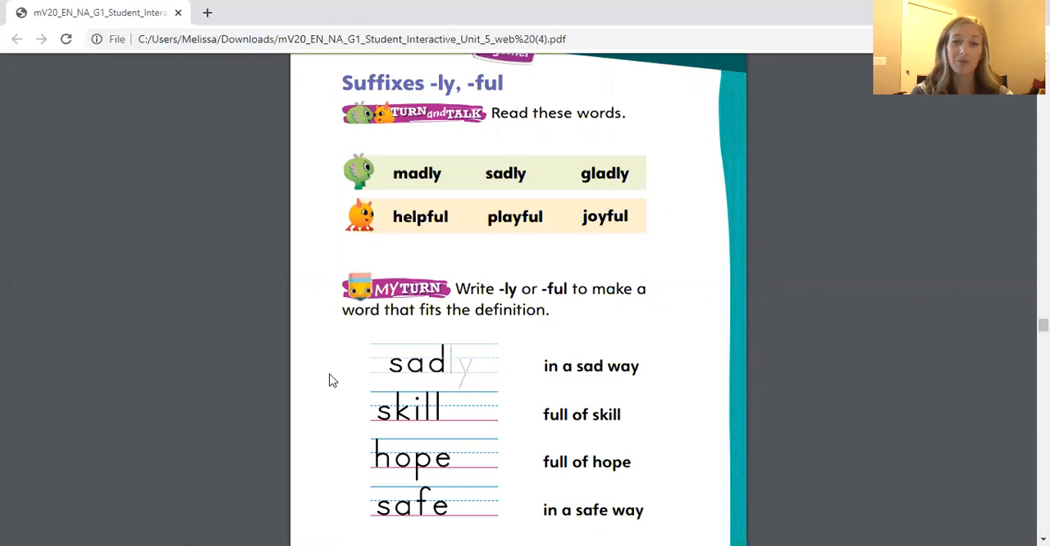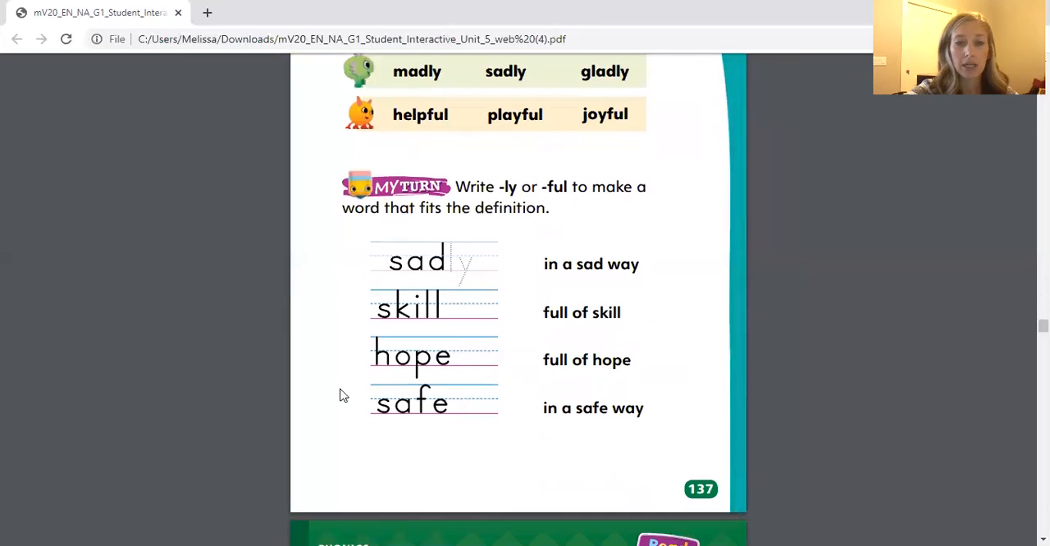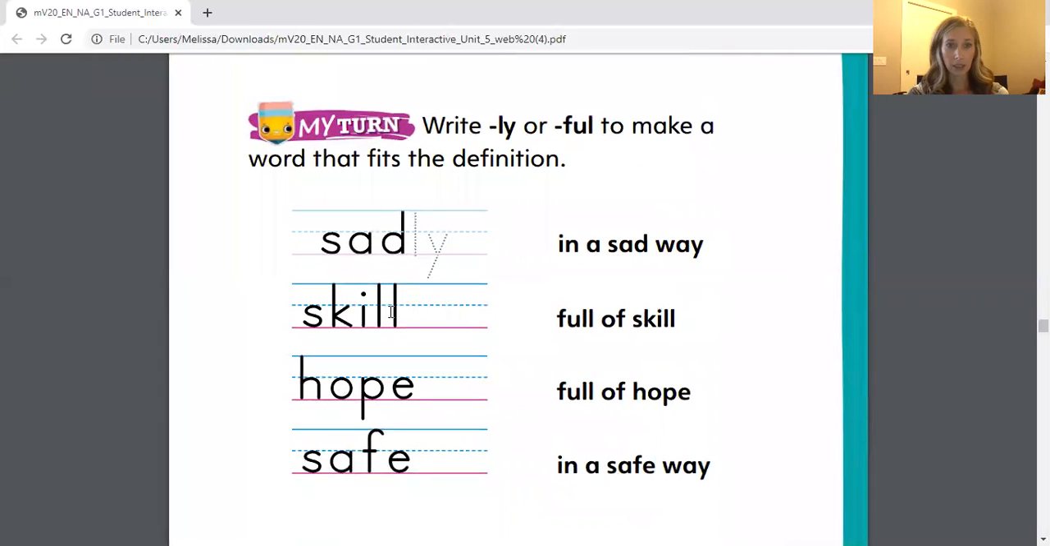All right, now your job for the My Turn is to write the suffix ly, just like this example has shown you, or ful to make a word that fits the definition. So I'll zoom in on this so you can see it really easily. So the root word is sad, and we want to say in a sad way. Would we say sadful, full of sadness, or sadly in a sad way? We would say sadly, so you write your L and Y.